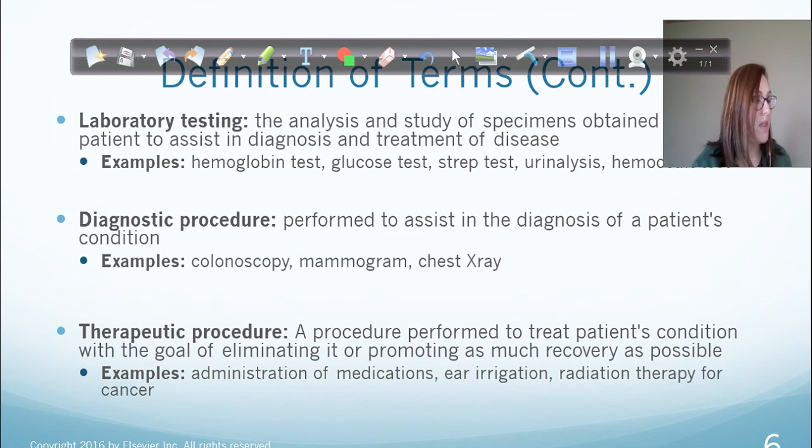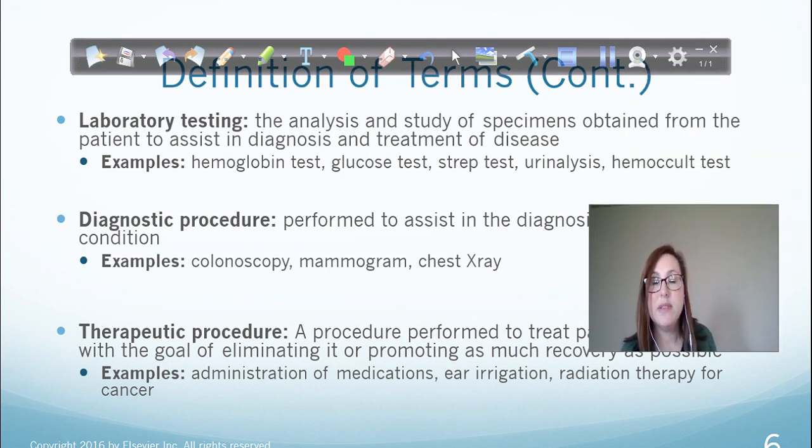Laboratory testing, that is testing that analyzes and studies specific specimens that are collected from the patient to help diagnose and treat a disease. Maybe that patient with a strep infection, they had a strep test. Maybe someone who comes in with some urinary symptoms. They are having burning when they urinate. They're having some low belly pain, some low back pain, and they do a urinalysis that shows a urinary tract infection. A hemoglobin test, that patient who has a low hemoglobin level.